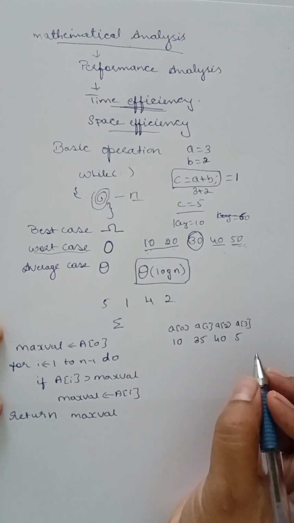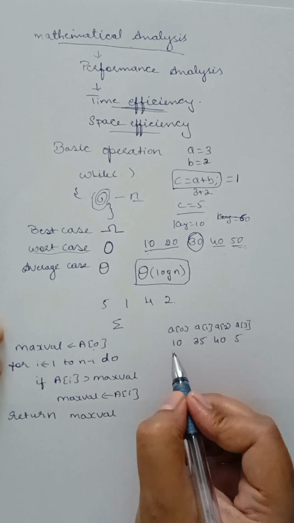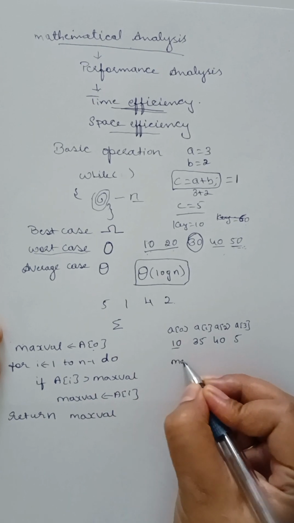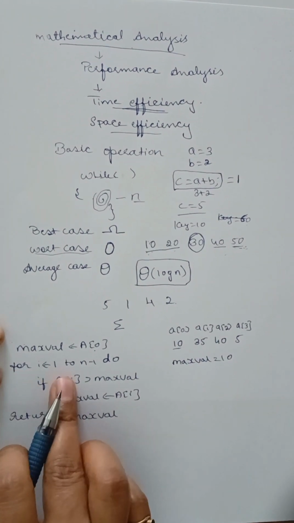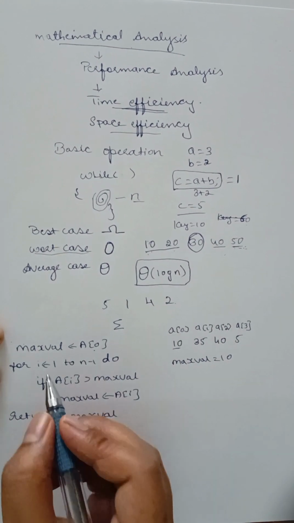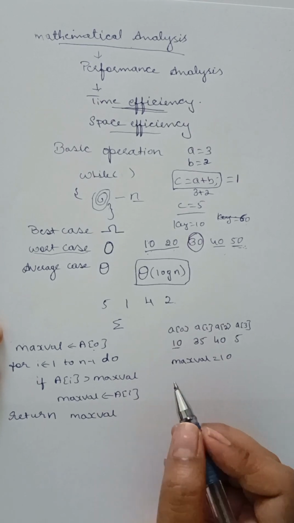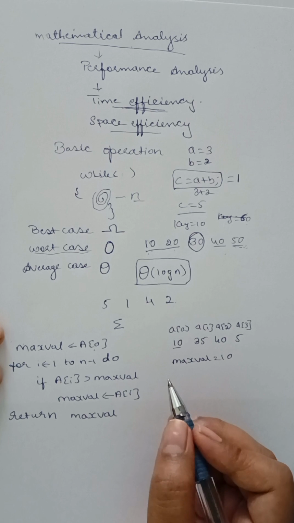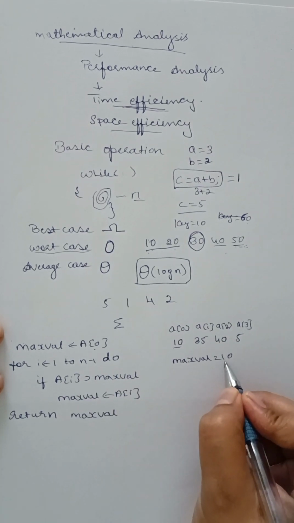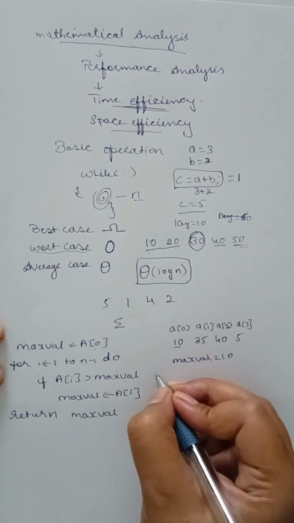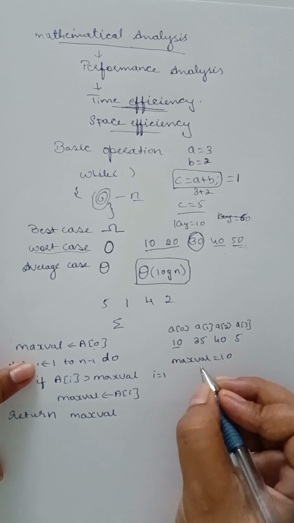Yes. So here initially, max value is equal to a of 0, which is 10. So initially max value will be equal to 10. For i equals 1 to n minus 1 is nothing but i equals 1, i less than or equal to n minus 1, and then i plus plus. Yes, that is the proper for loop, but in the algorithm we'll write it like this. First I'll assign max value equal to 10. Then initially i value is equal to 1. I'll check i less than or equal to n minus 1.